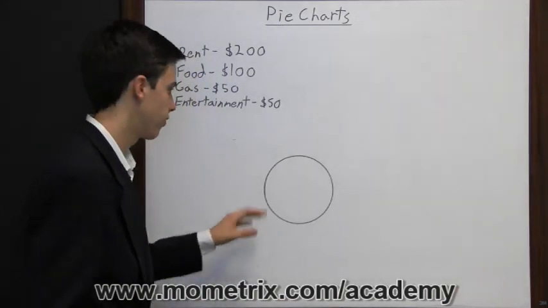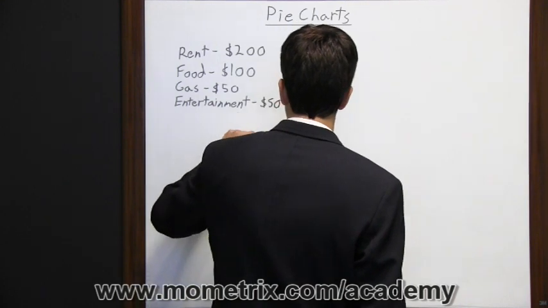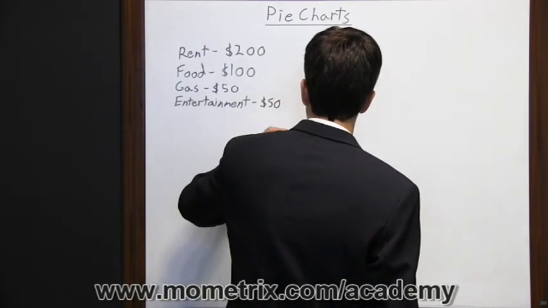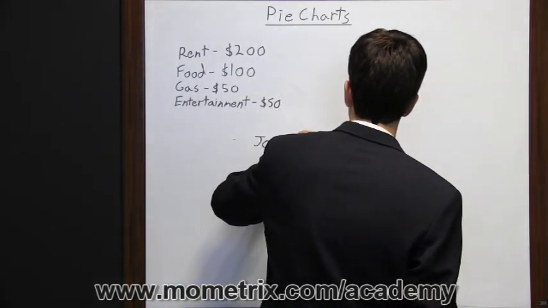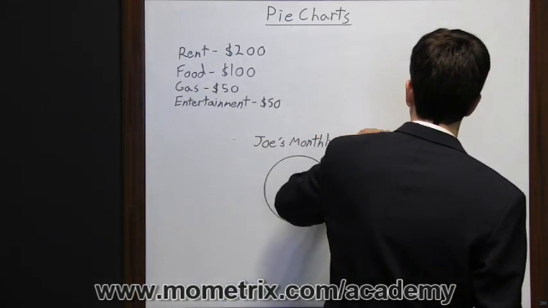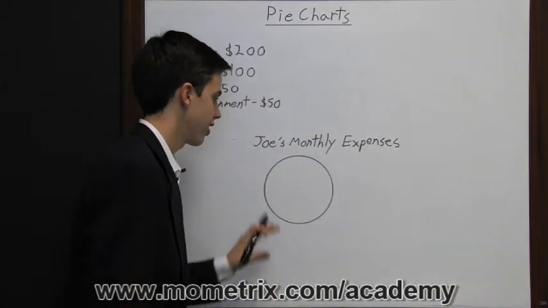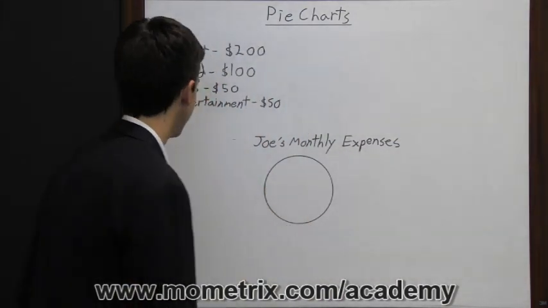So first we need a title for this pie chart. So the title is going to be Joe's monthly expenses. So the great thing about a title is it allows the reader of the graph to quickly look at this graph, see the title, and know what this pie chart is going to pertain to.